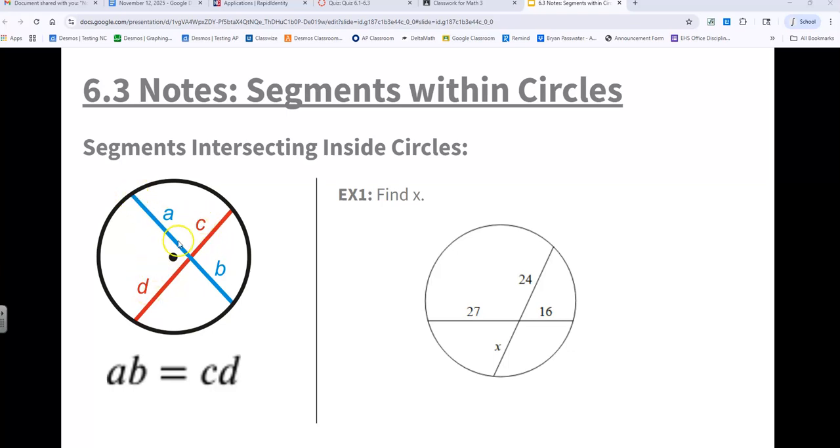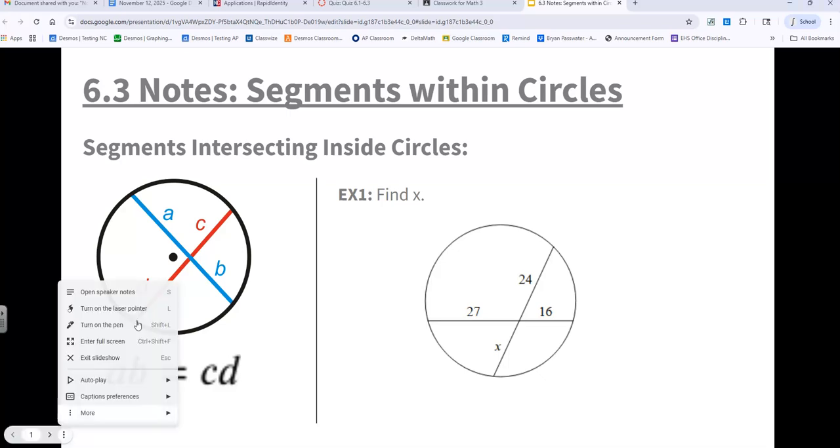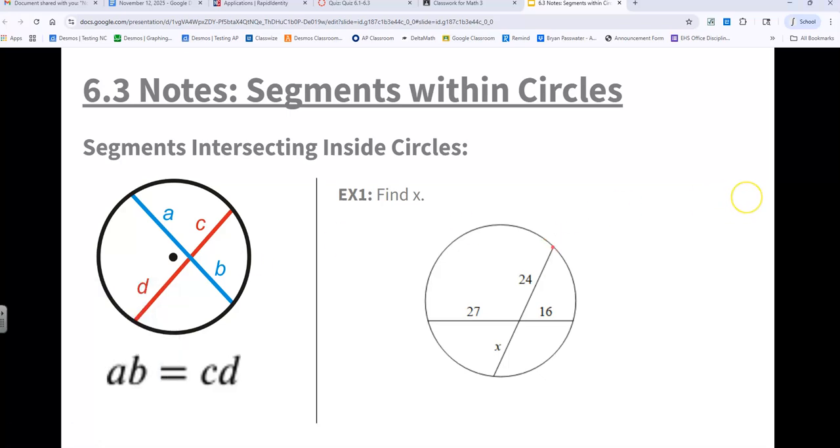Okay? So A and B are the pieces of the blue cord here, and C and D are the pieces of the red cord. So if we're setting that up for the example problem that we're given, I can look at one of these cords and multiply the pieces of that cord together. So it would be 24x. And then that is going to equal the pieces of the other cord multiplied together. So in this case, that's going to be 27 times 16.